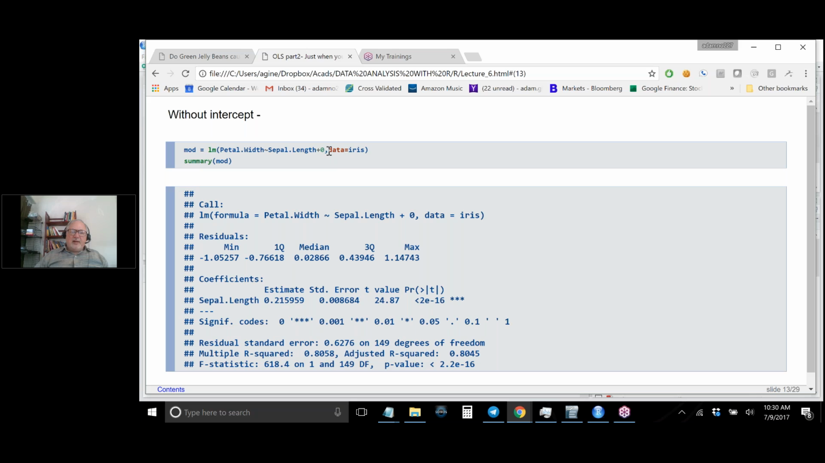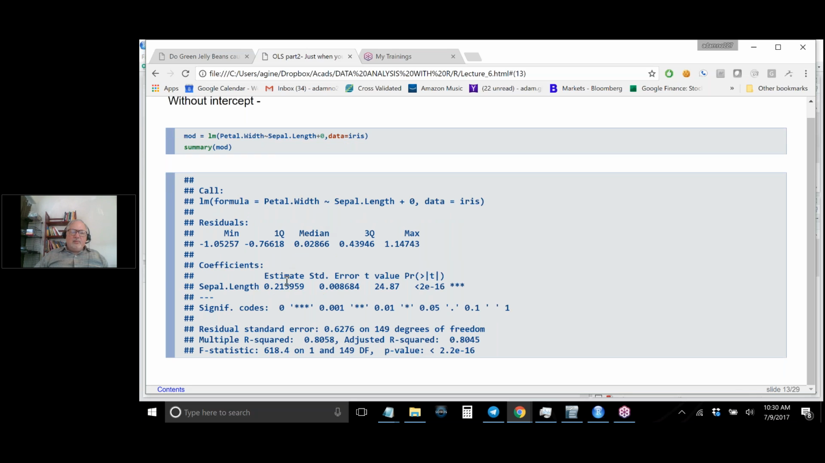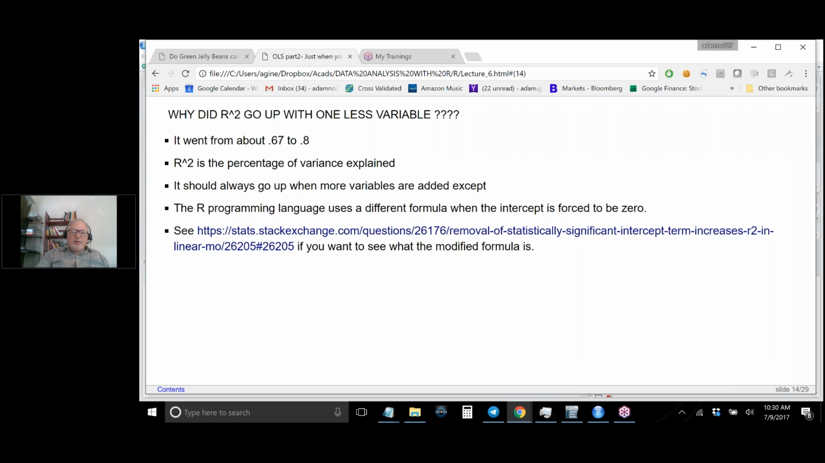Remember to do that, I just add +0, which tells it not to give an intercept. Now, when I have the coefficients, there is no more intercept, there's just sepal length, and it's still very significant. And the r squared, it was 0.67, it's now 0.80. And let's go to the next thing.